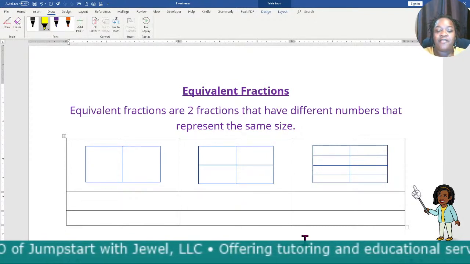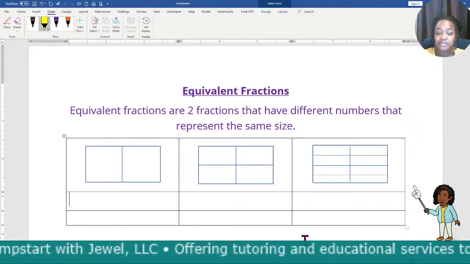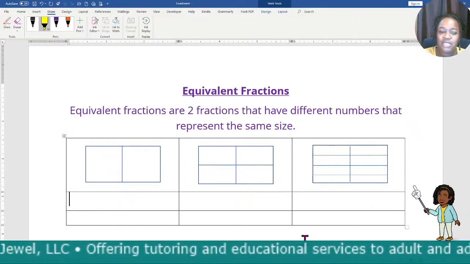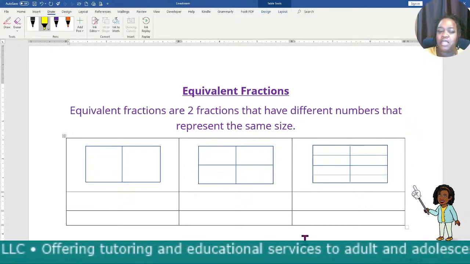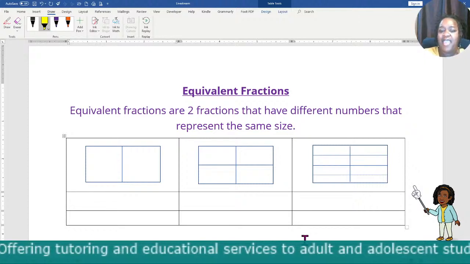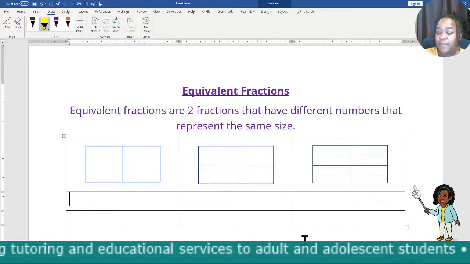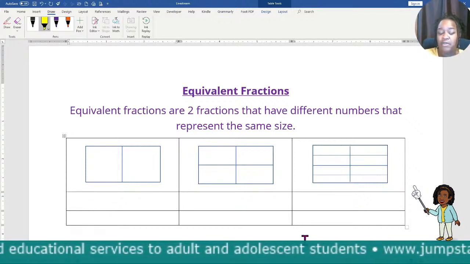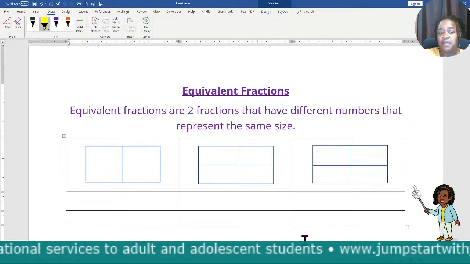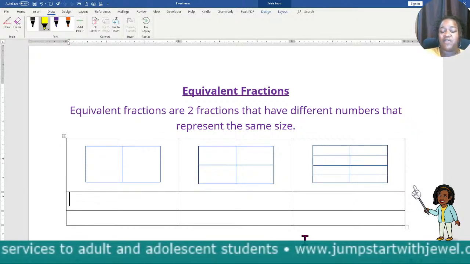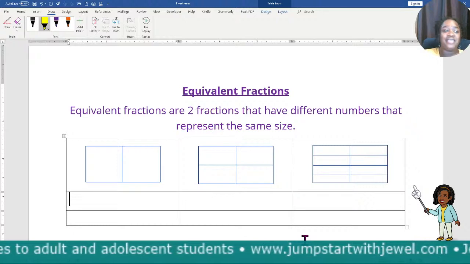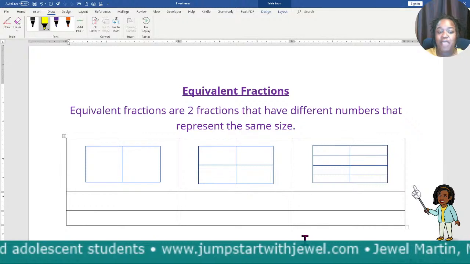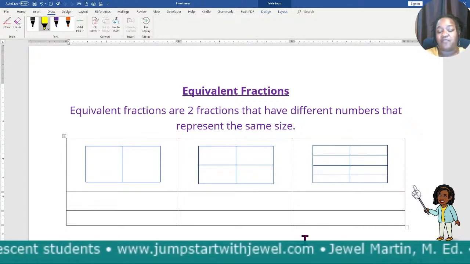I appreciate it. They're fractions that have different numbers, but they represent the same size. So usually when you're doing equivalent fractions, it's two fractions that you'll see, and they have different numbers, but they represent the same size. Sometimes you'll have a model or an illustration, like we have some rectangles here. I'm getting ready to show you what the equivalent fractions are. Other times it may be numbers. You may see something with just numbers on it, and you have to figure out what the equivalent fraction is.